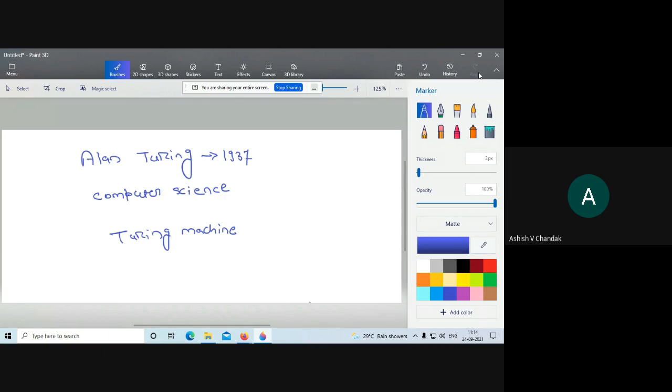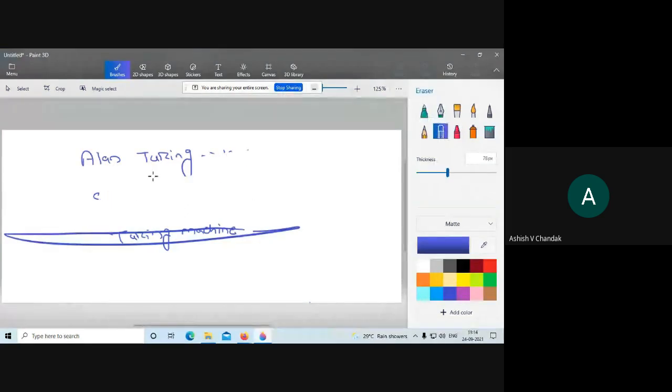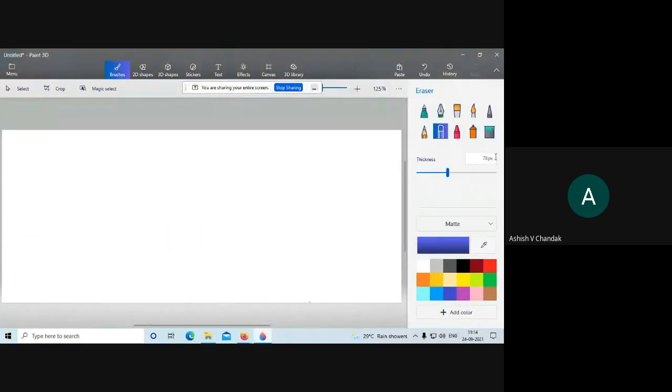Okay. So let us see the structure of the Turing machine. Since he proposed the machine, the name given is Turing machine. But it is the name of the scientist. Finite automata is not the name of a scientist. Pushdown automata is not the name of a scientist. But Turing is the name of a scientist. Remember this.